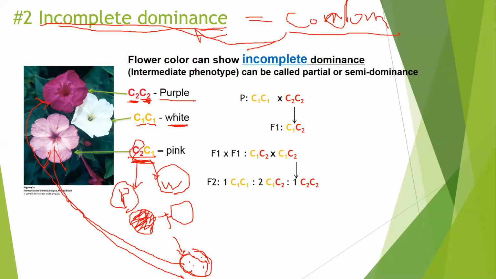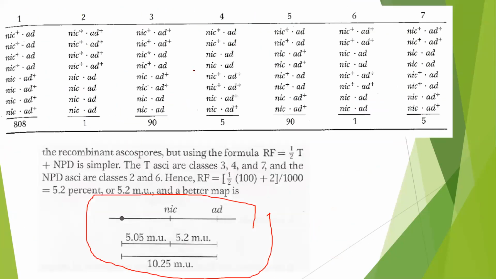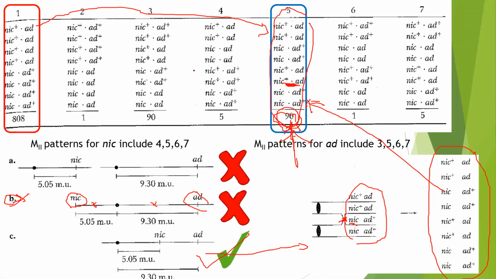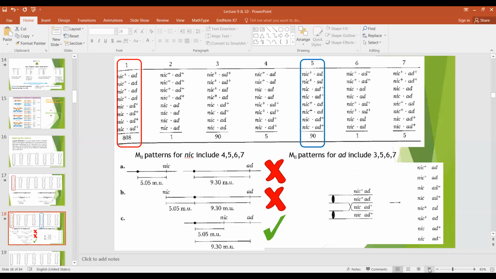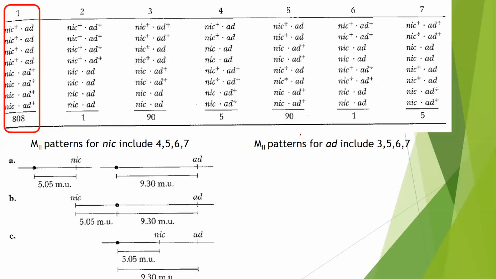Hello, Dr. G. I had a question regarding the earlier solved problem for Neurospora. I'm trying to understand why the answer is C instead of B. Sure. So is it because the NIC and the AD genes are on the same side of the centromere, while in B they're on opposite sides? Yes, I think you're right.